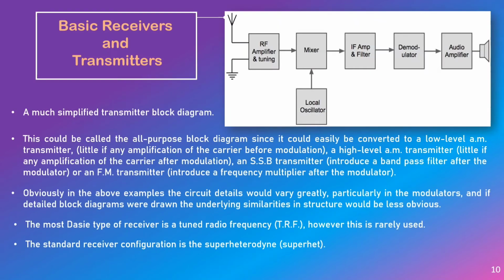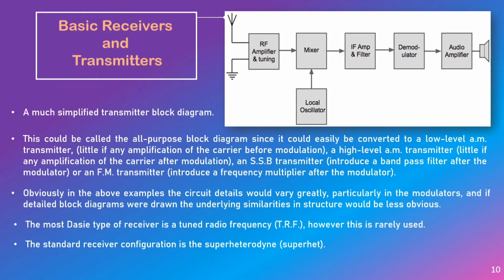Basic receivers and transmitters. A much simplified transmitter block diagram is given below. This could be the all-purpose block diagram since it could easily be converted to a low-level AM transmitter, with little if any application of carrier before modulation; a high-level AM transmitter, with little if any application of carrier after modulation; an SSB transmitter, by introducing a band-pass filter after the modulator; or an FM transmitter, by introducing a frequency multiplier after the modulator.